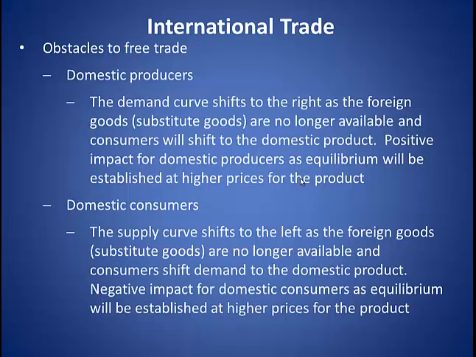Domestic consumers: when this happens, the supply curve shifts to the left as the foreign goods, again, are no longer available or more costly, and consumers shift their demand to the domestic product. That means there's a negative impact for the domestic consumers, as equilibrium will be established at higher prices for the product.